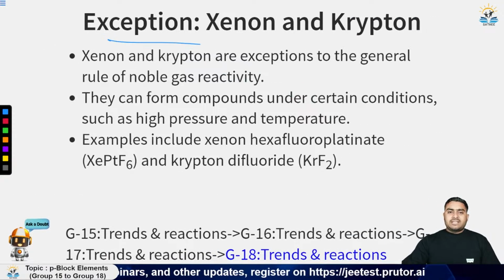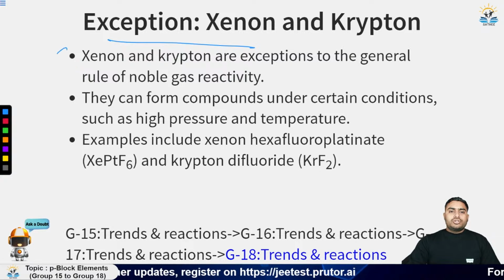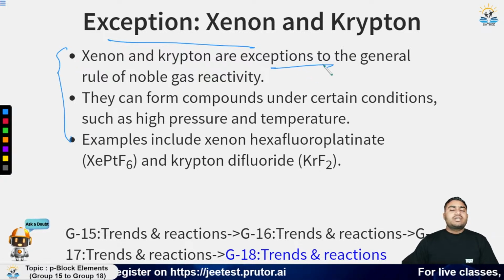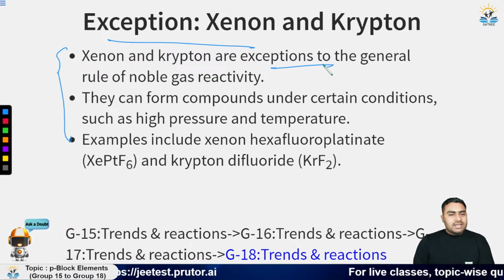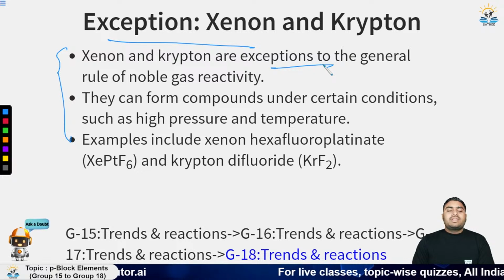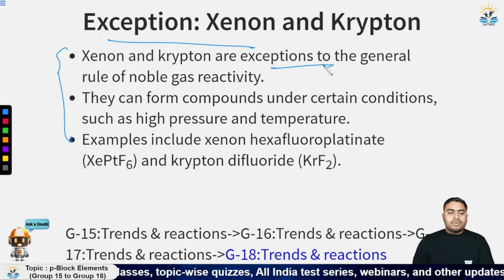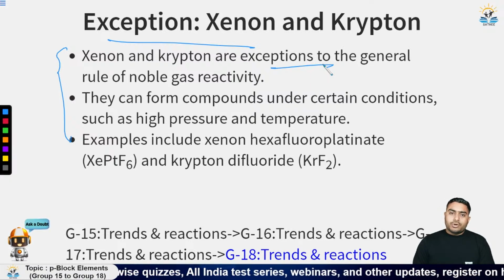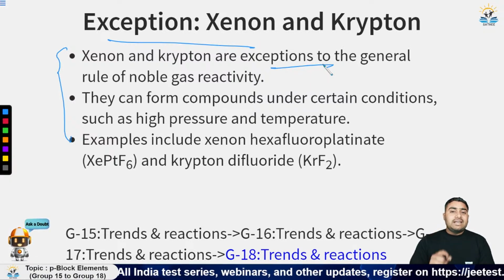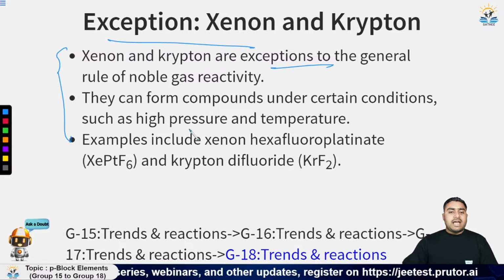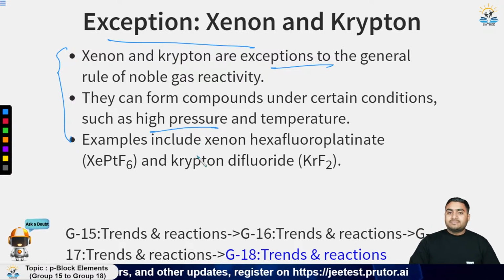So let's move to the exception part, xenon and krypton. Xenon and krypton are exceptions to the general rule of noble gas reactivity. Noble gases are not reactive, they are unreactive or less reactive, meaning they cannot form compounds. But xenon and krypton can form compounds under certain particular conditions, such as high pressure, high temperature, etc.